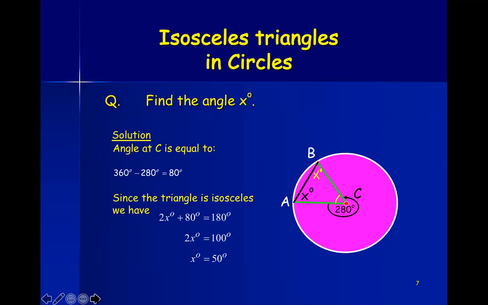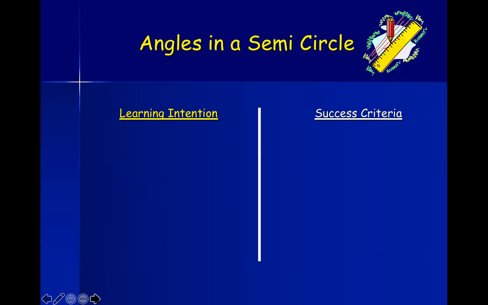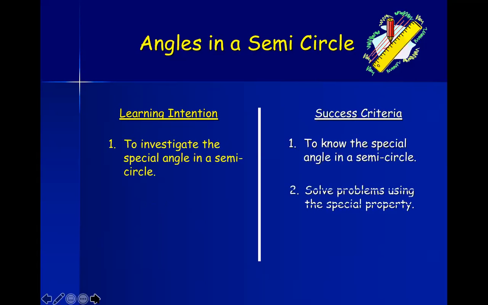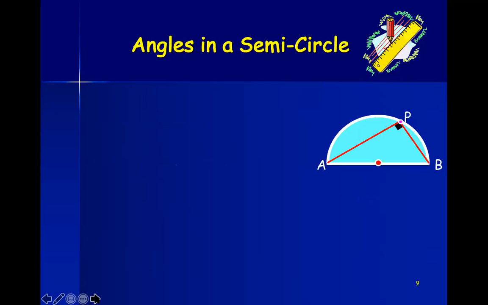So that was the first pair of lessons to show you angles in a circle. Now we're going to look at angles in a semicircle. We're going to investigate a special angle, and we're going to solve problems using the special property associated with an angle in a semicircle. As you can see, I've got a semicircle here, half a circle, and I've managed to build a triangle inside that semicircle.